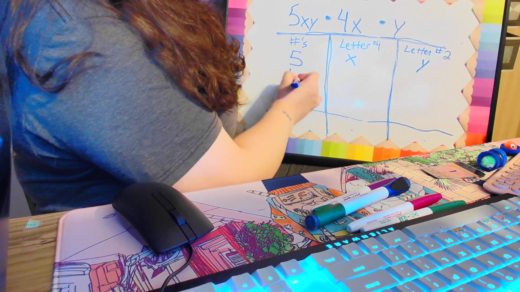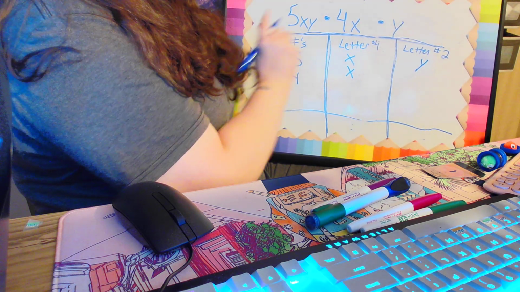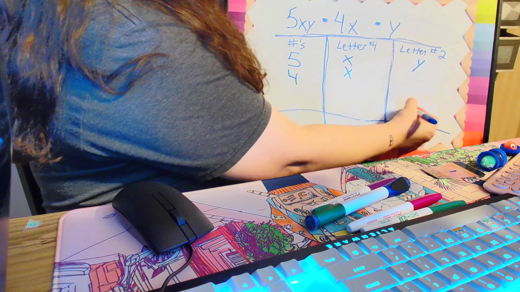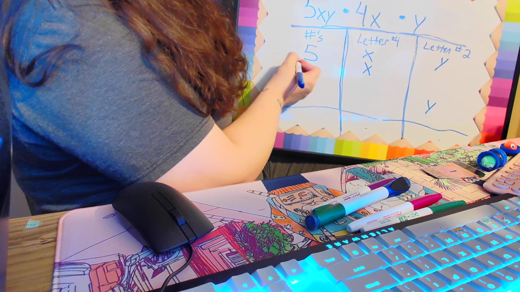4x. 4 is a number, and we put one more x in the x category. Now we go to our last one, and it's a y. So we just put the y down. That's easy.